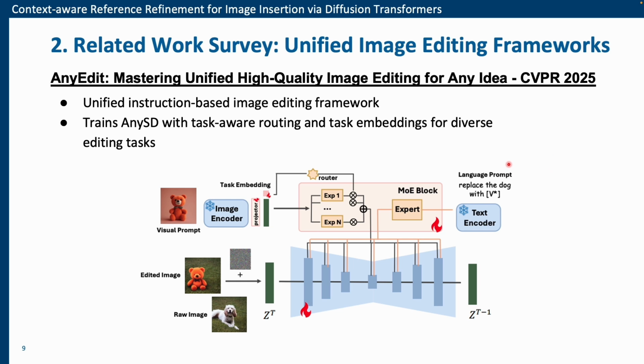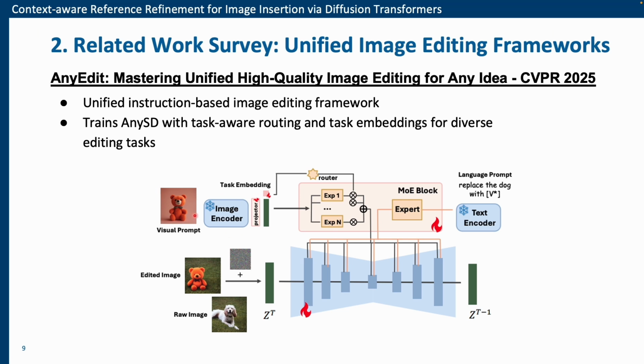Next, we move to unified image editing frameworks. The representative method in this category is AnyEdit, which aims to support high-quality instruction-based image editing across many different editing tasks. The main idea of AnyEdit is to overcome the limitations of previous editing datasets, which are often limited in task diversity and data quality.